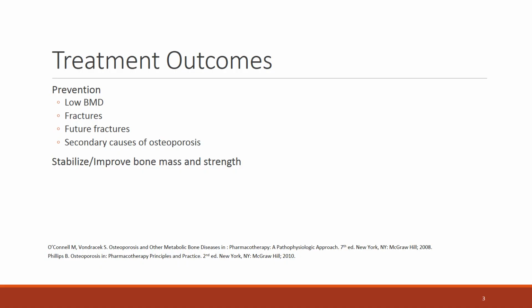So our big goal with looking at the outcomes is really trying to prevent the problems associated with osteoporosis, worsening bone mineral density, fractures, future fractures that may occur, and also looking at the secondary causes of osteoporosis and trying to minimize those, whether it's from medications or diseases. We're also looking to help those patients improve their bone mass and their strength and stabilize it, because that will lead to fewer fractures as well.